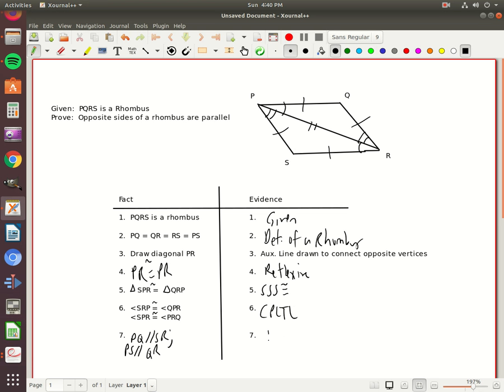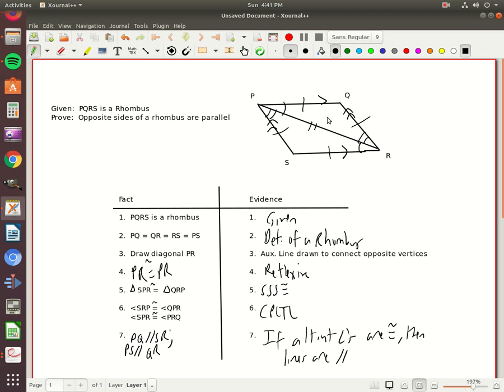So if alternate interior angles are congruent, then lines are parallel. And there we go. I can prove that these are parallel.